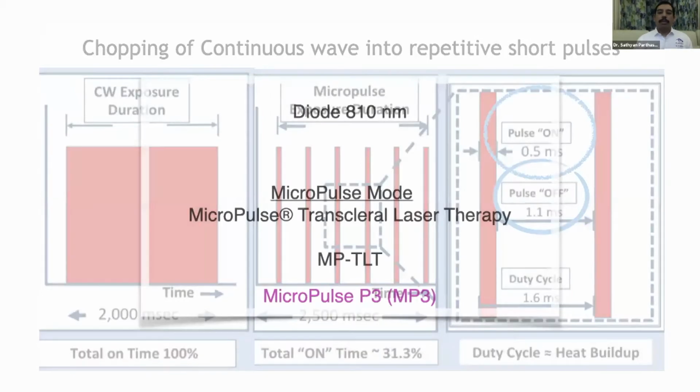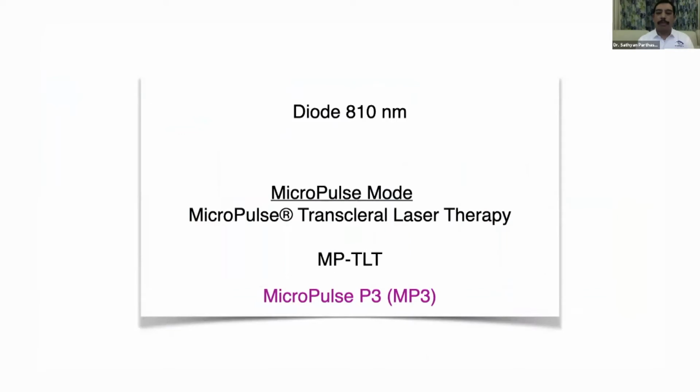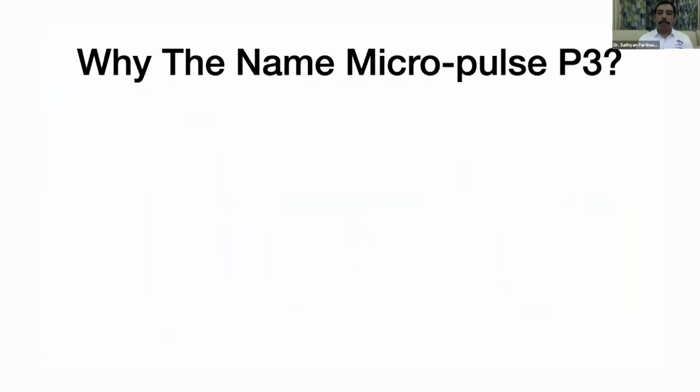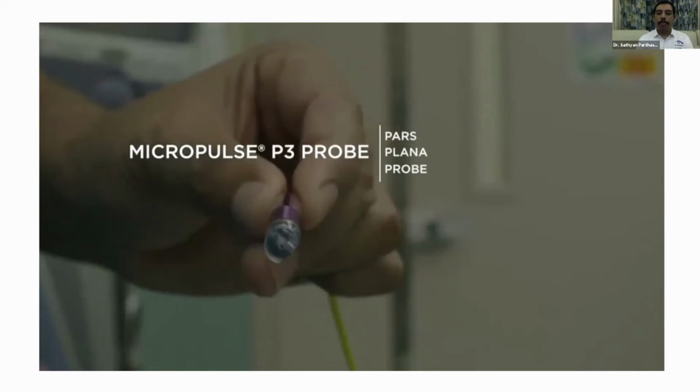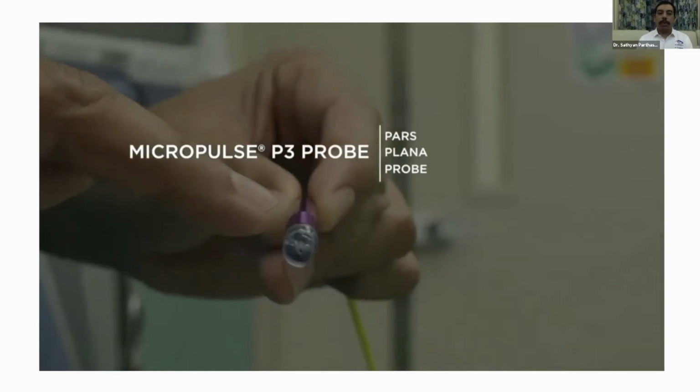So coming to this MicroPulse mode, we use this laser called the MicroPulse Transscleral Laser Therapy, MPTLT. We use the P3 probe. What does this P3 mean? It is the pars plana probe, the P3 probe, which is shown in this picture.